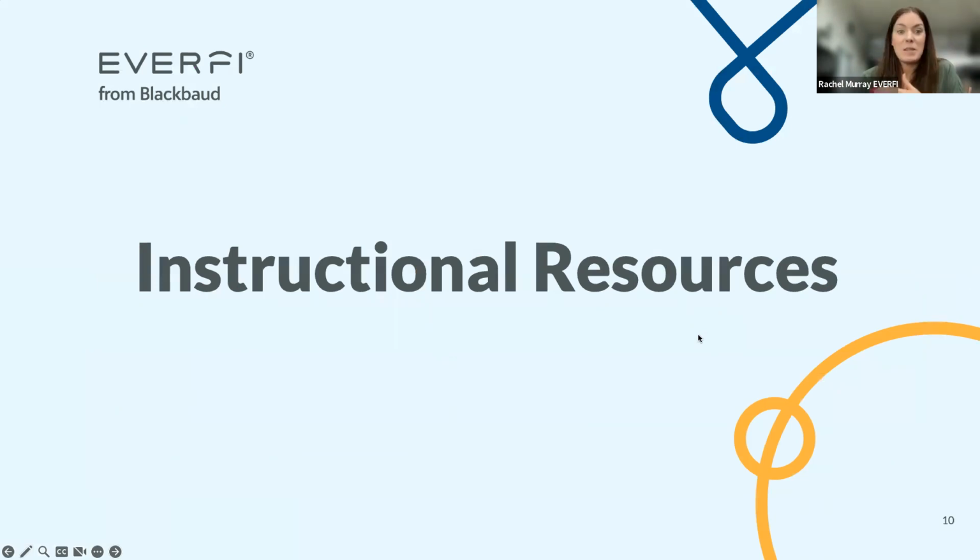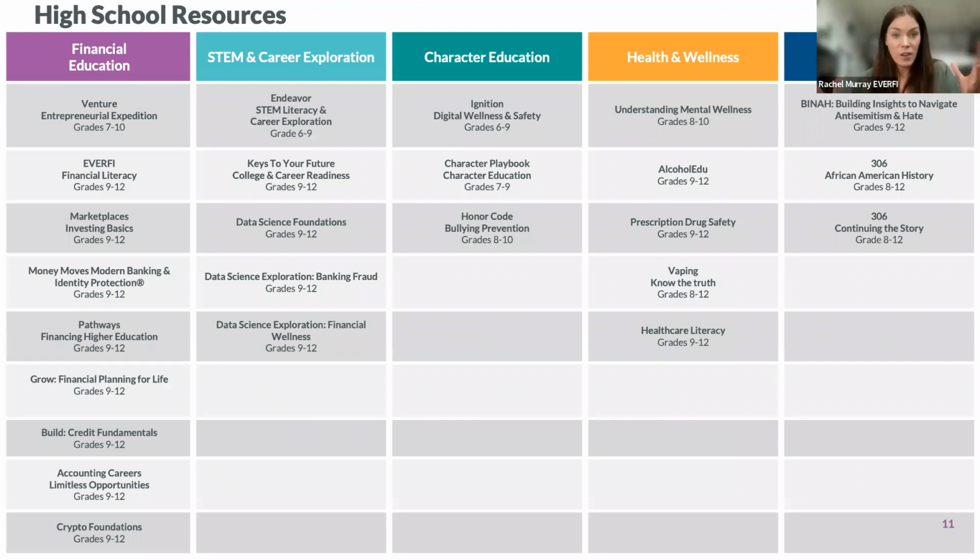So now let's dive deep into the actual courses. This is everything for high school. I didn't want to include our big K-12 grid, it's a little overwhelming. So I just zoomed in on high school. And today I'm only going to be talking about the purple column, the financial education, but just know that you're getting access to all of these courses.